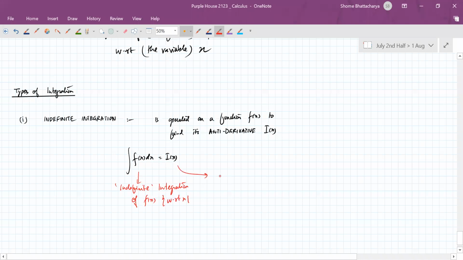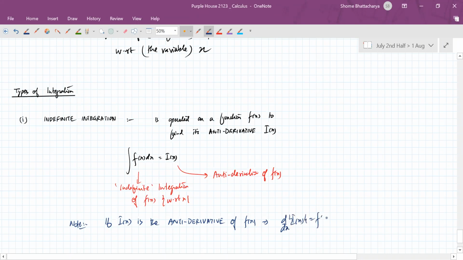Now, what it is giving us is the antiderivative of that function f(x). So now let's understand what is the meaning of antiderivative. If I(x) is the antiderivative of f(x), it means that when I differentiate this function, what I should get is f(x). We'll understand this with an example, then you can note this down.